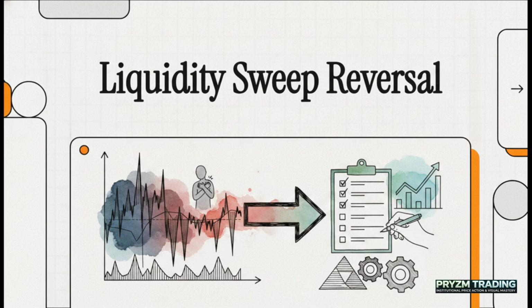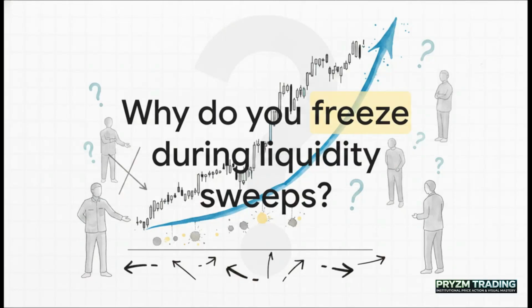Today, we're going to take that panic, that chaos of volatile market sweeps, and we're going to transform it into a precise, executable checklist. We're breaking down the exact mechanics of the liquidity sweep reversal so you can turn all that noise into a repeatable system. So why do you freeze?